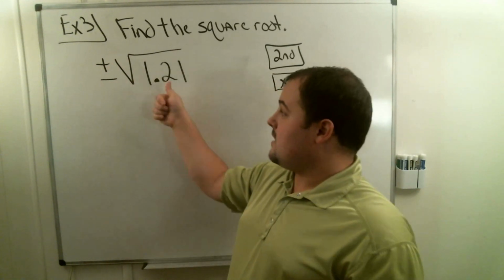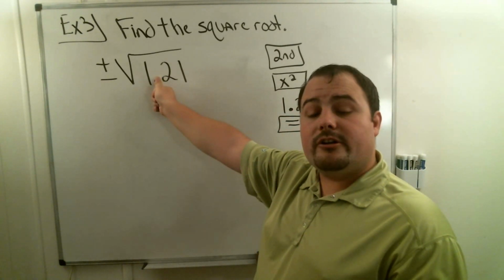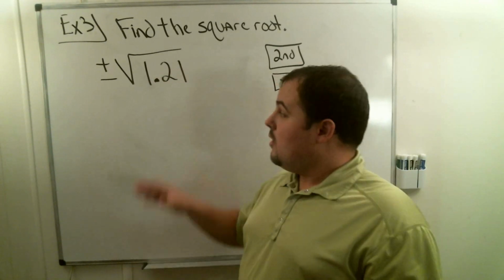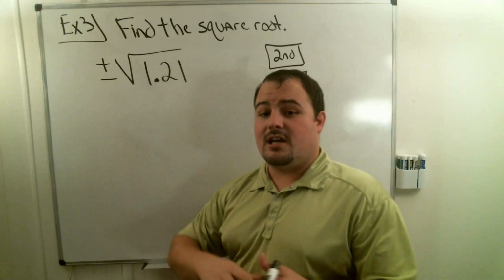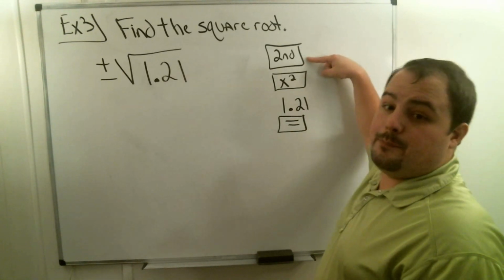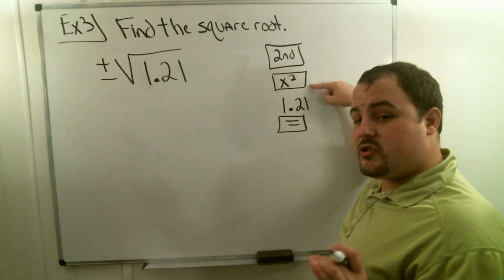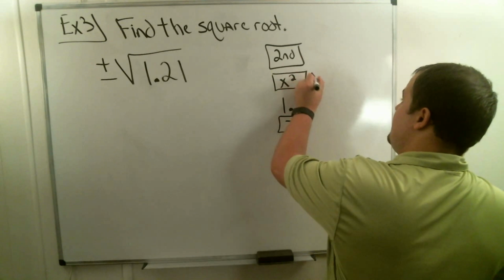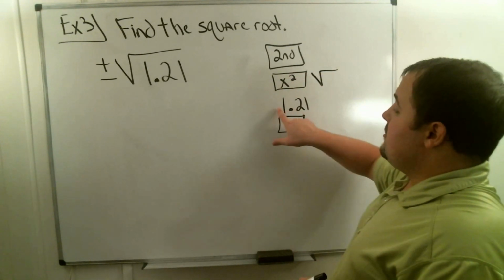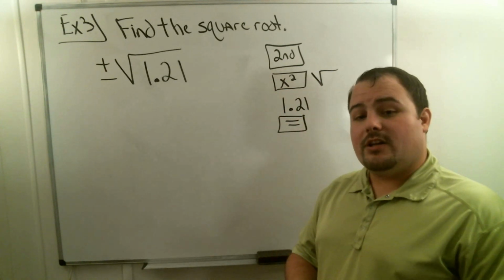Now, to me, this kind of looks like the number 121. Well, I know that 121 is a perfect square. If you don't know what the square root of a number is, you have these calculators that you can use in class. All you have to do is press the second button, then press x squared, because that's actually going to give you this, which is your radical sign. Then you type in 1.21 and press equals. That's going to give you a decimal.